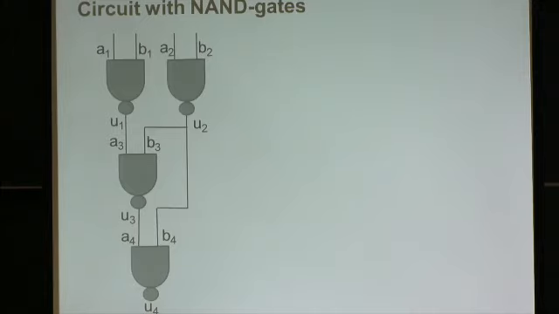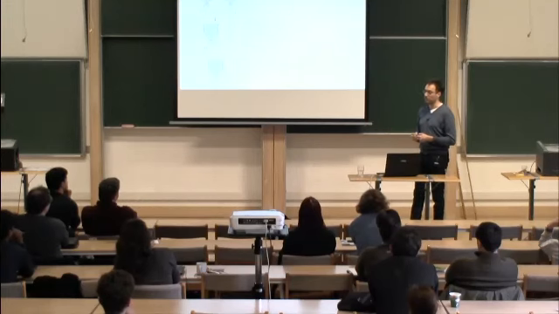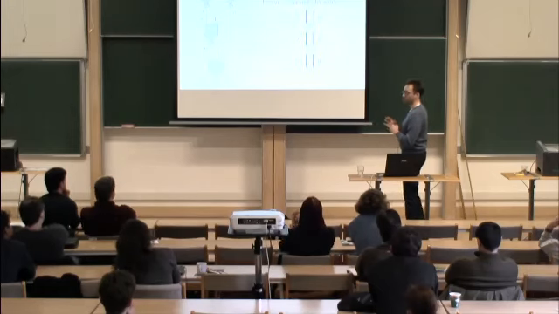So let me label the wires here. Okay, so I'll call the left entry wire to a gate A something, the right entry wire B something, and the output wire U something. Okay, so we'll give names to all these wires. And the prover, who knows a satisfying witness, can compute all these input wires, obviously, and all the internal wires in the circuit, right? And the prover will simply commit to those wires.